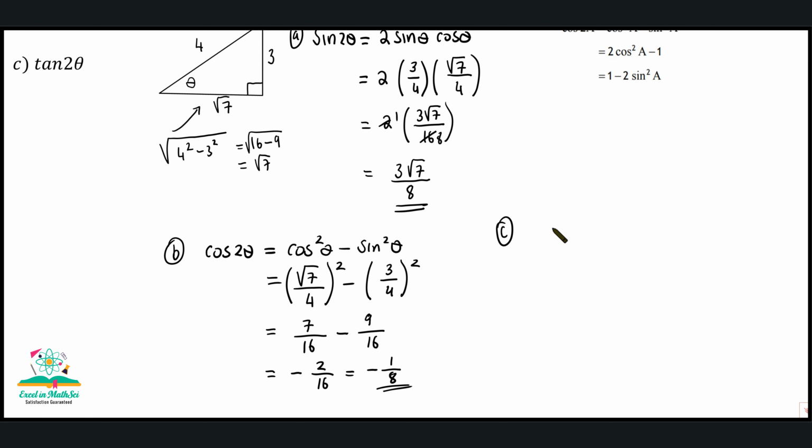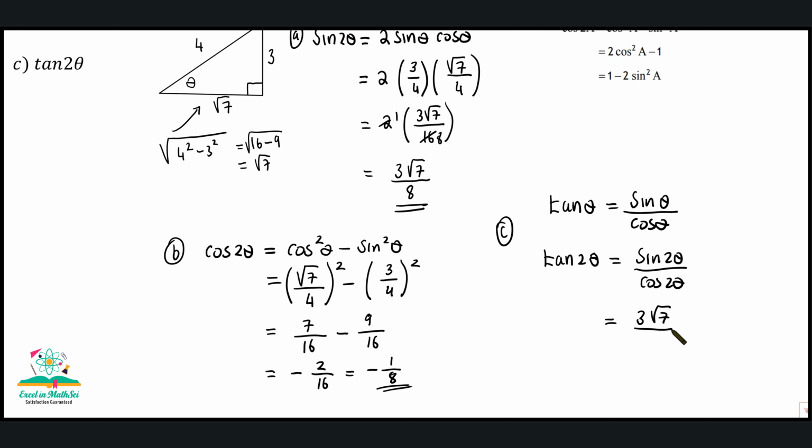Now for part C, we know the fact that tan theta is equal to sine theta over cos theta. So this means that tan 2 theta would equal sine 2 theta over cos 2 theta. So we already know what our sine 2 theta is. So sine 2 theta is 3 root 7 over 8, divided by negative 1 over 8.